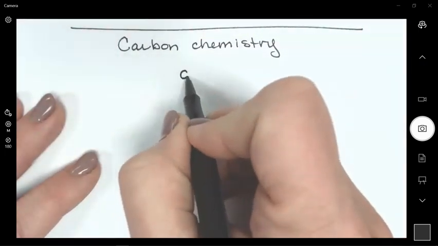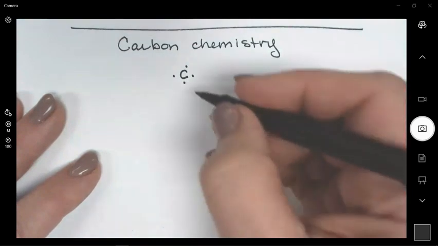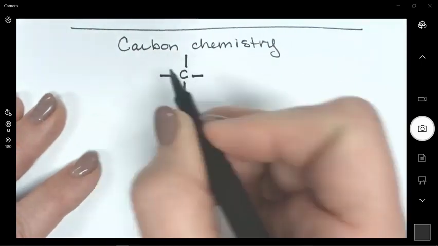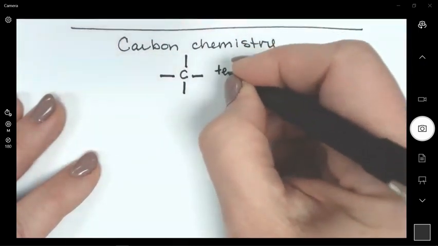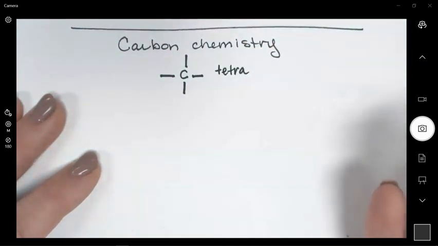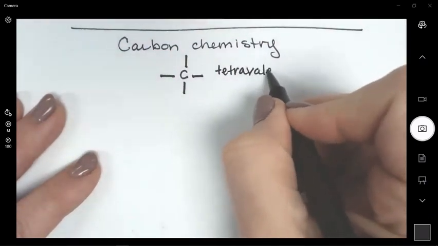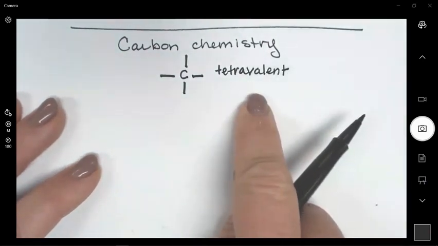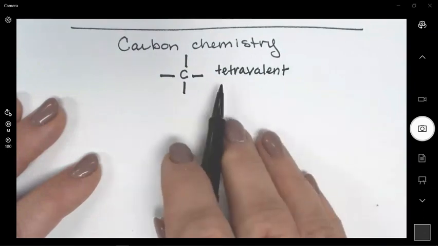And we know right now that carbon has 4 valence electrons in the outer orbital. What that means is carbon can form 4 bonds, and that's called being tetra, because tetra means 4. Remember the game Tetris and all the blocks were 4? Tetravalent. Because carbon is tetravalent, it lends itself to making many, many simple organic compounds.